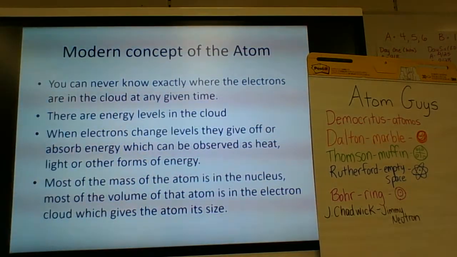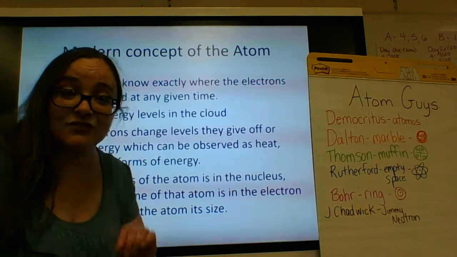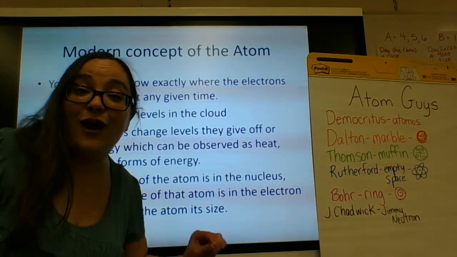Right now, we believe you can never know exactly where the electrons are in the electron cloud at any given time. We do agree with Bohr that there are rings, energy levels in the cloud, but they aren't in those perfectly concentric rings like a solar system. They are all over the place and make all kinds of crazy shapes. When electrons change levels, they give off or absorb energy, which can be observed as heat, light, or other forms of energy. Ever used a glow stick? You were observing electrons jumping energy levels and giving off light.